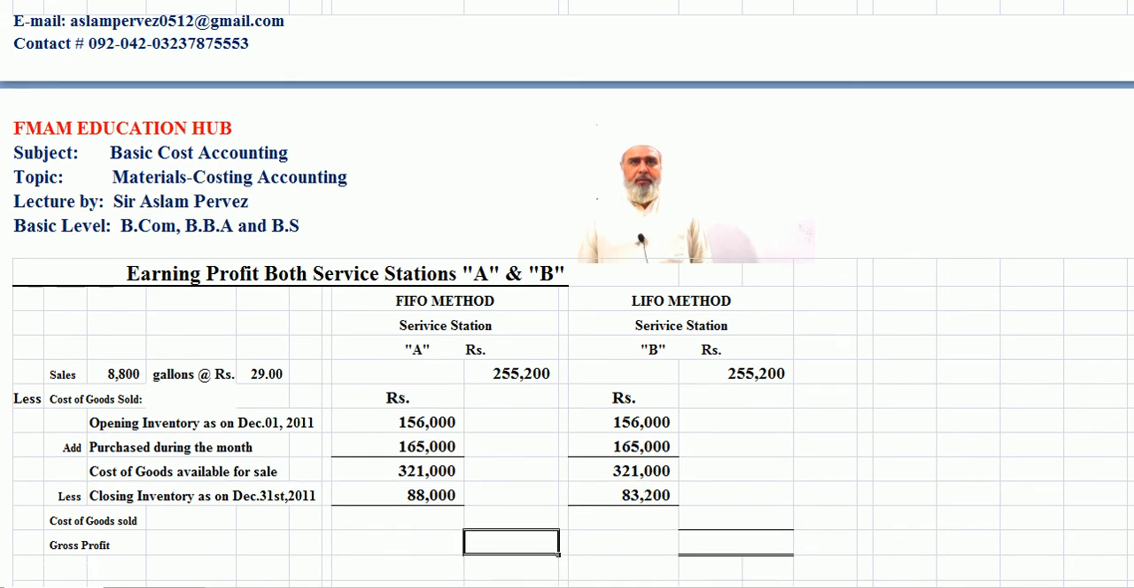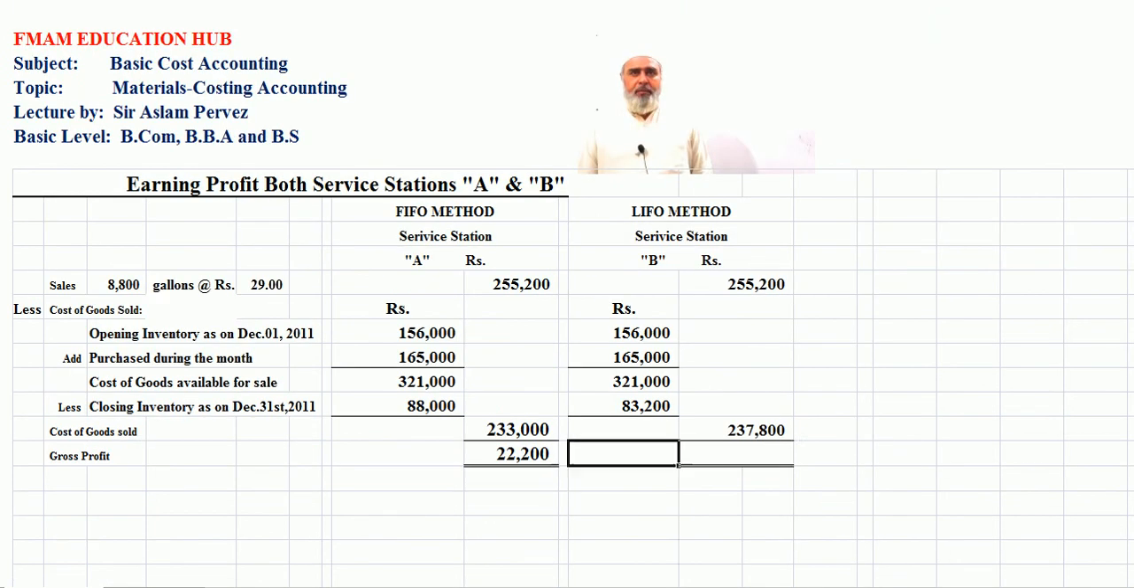Friends, now we deduct both the values in the last here. This is the cost of goods sold. Now we deduct the cost of goods sold from the sales. Then we have to find out the gross profit here.